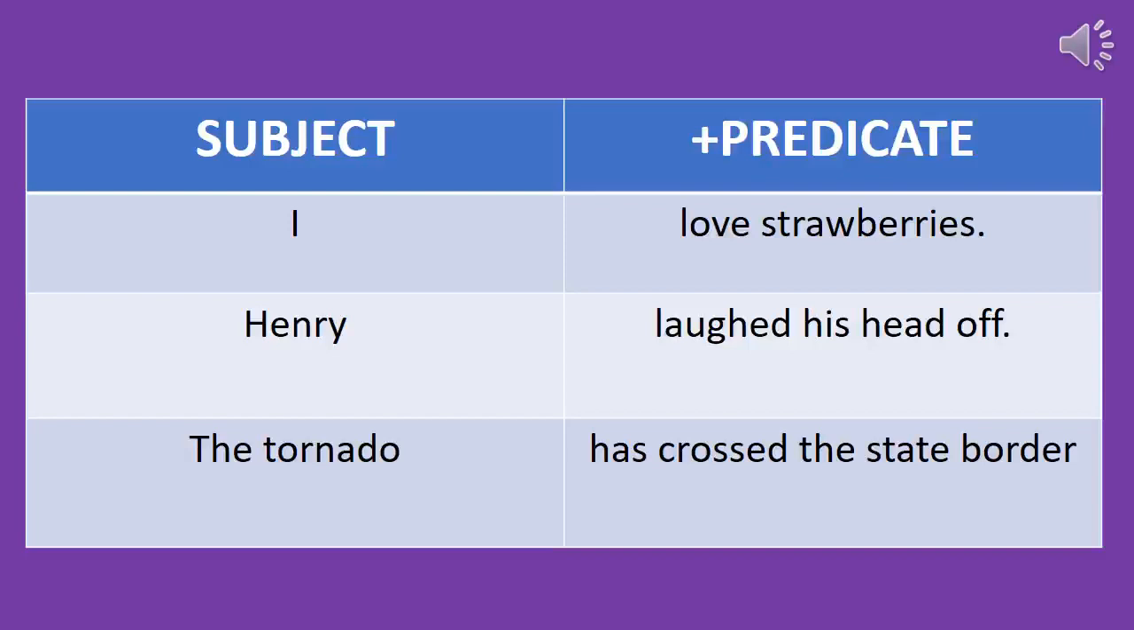So these three very simple examples help you understand what is the subject, what is the focus in the sentence, and what is the predicate in a sentence.